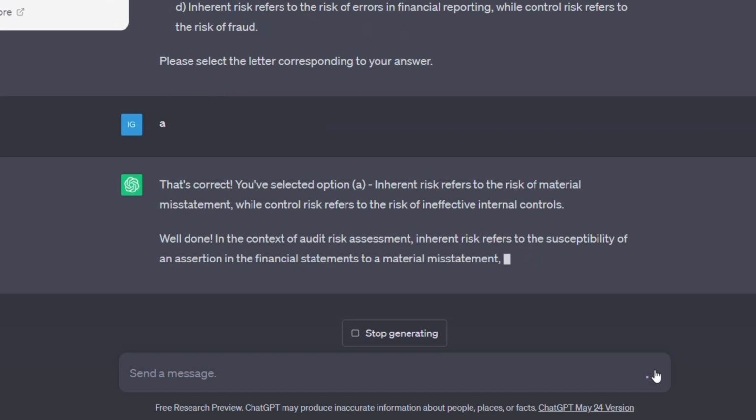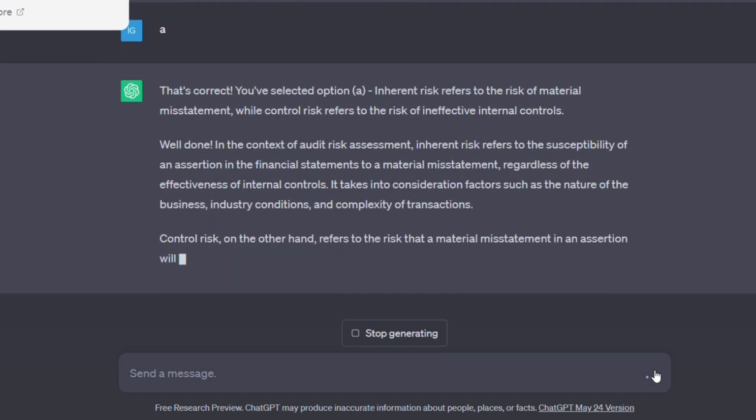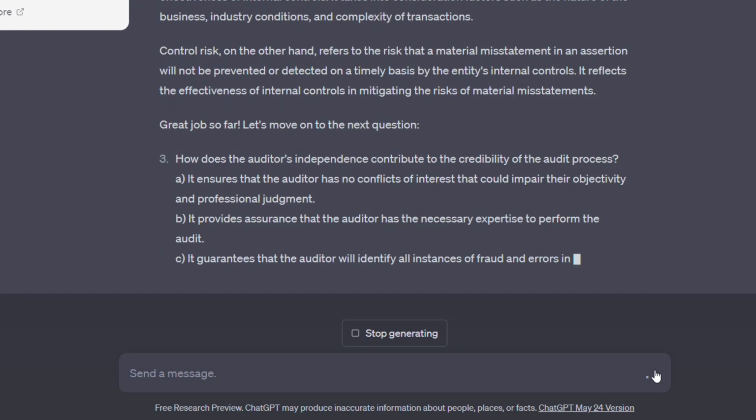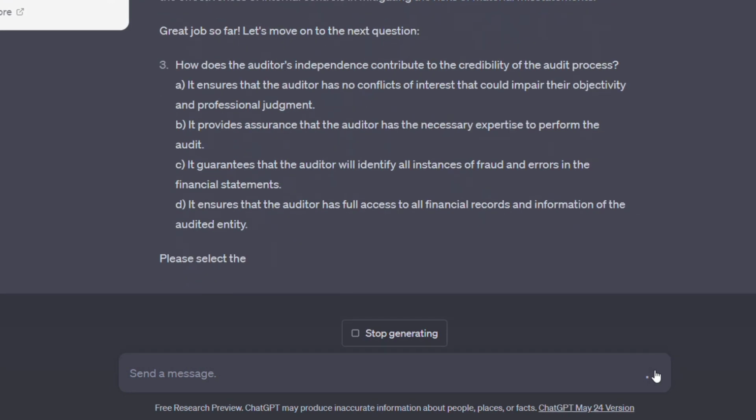Okay. Next question. How does the auditor's independence contribute to the credibility of the audit process? It ensures the auditor has no conflicts of interest that could impair their objectivity and professional judgment. That's correct. But let's read everything. It provides assurance that the auditor has necessary... This is competence, not independence.